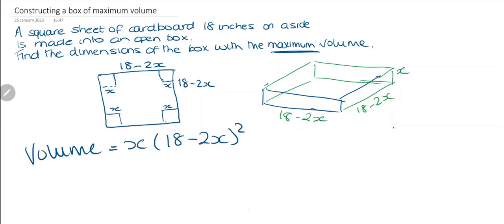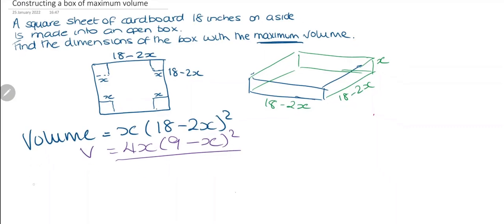Now we can factor this. So if we factor, we will have 4x times 9 minus x squared. So this is our equation for our volume. Now we need to take the first derivative so we can calculate the critical points.